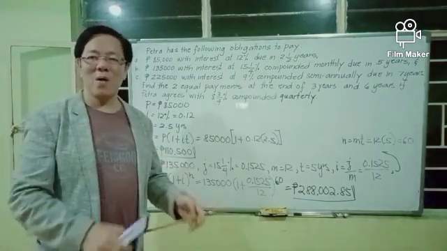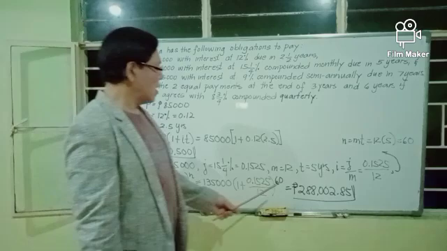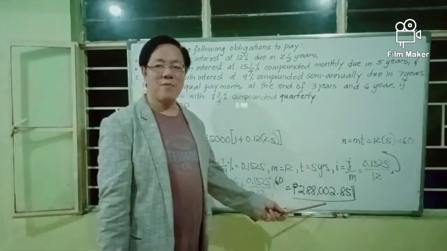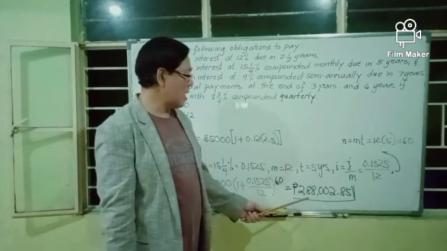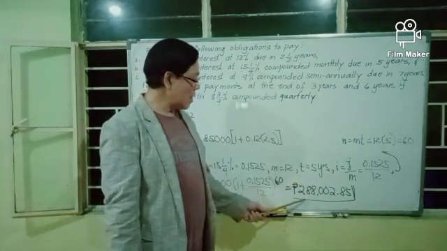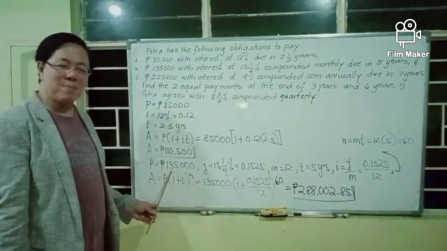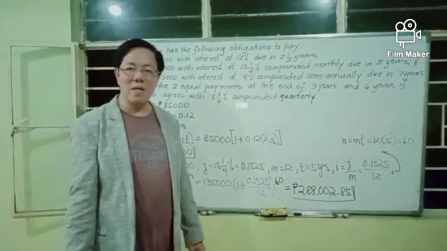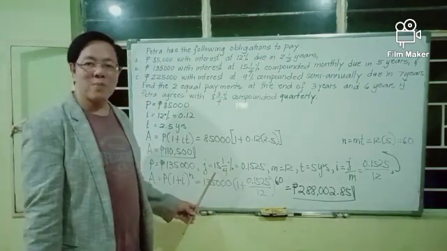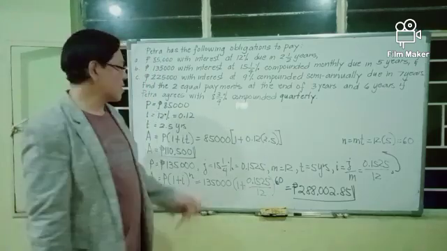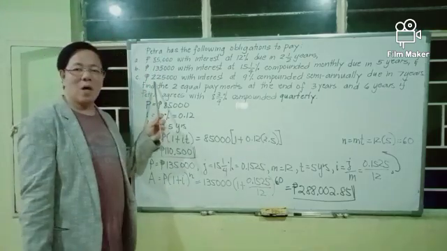Thus, the maturity value of the second obligation is 288,002.85 pesos. This is to be paid at the end of 5 years. And this amount includes the principal of 135,000 pesos plus the compound interest at 15 and 1/4% compounded monthly. Next, we will compute the maturity value of the third obligation.